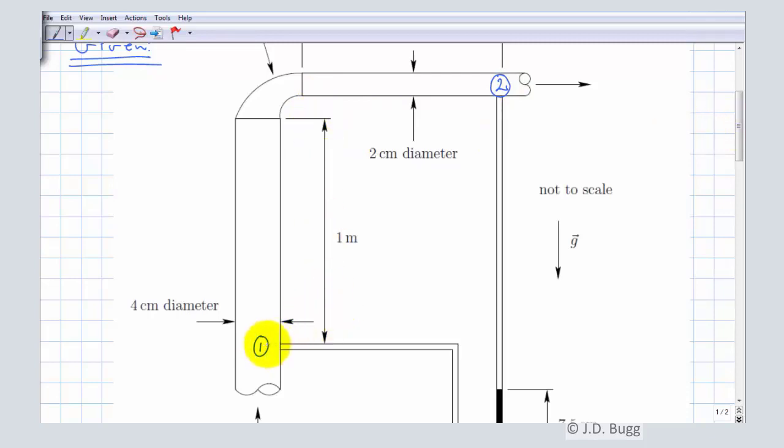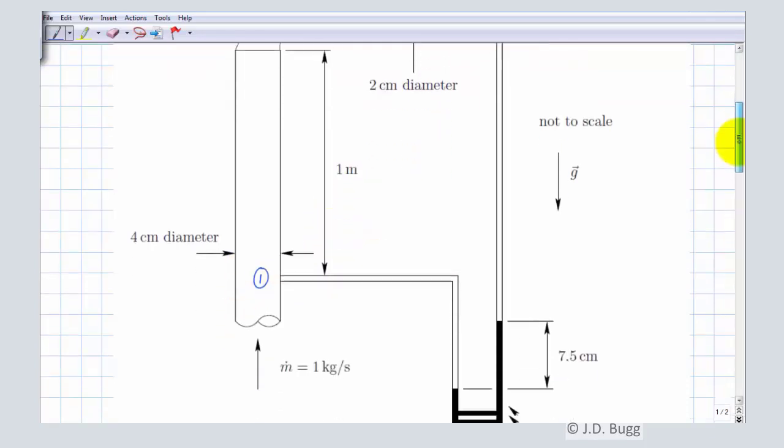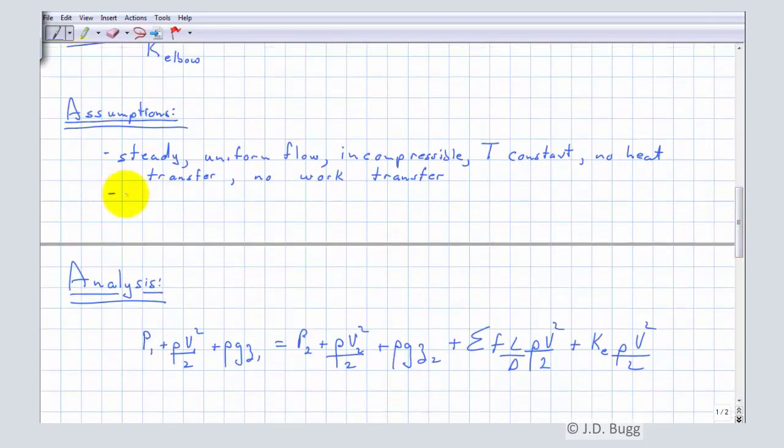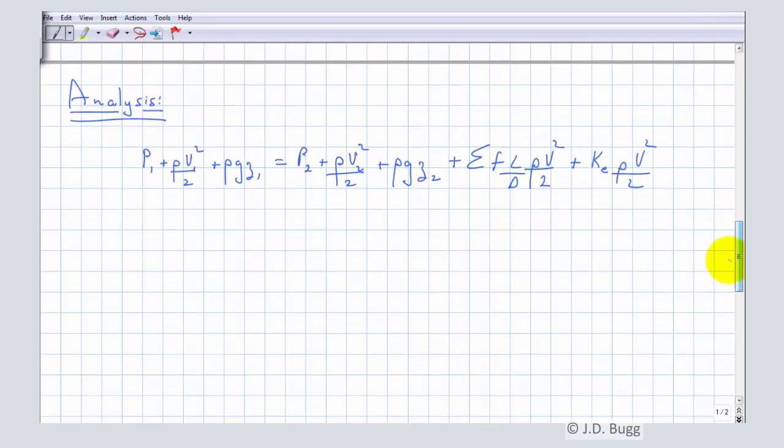So the way that I'll write that is the elevation change between point 1 and point 2 is just the 1 meter. So we'll put that in our assumption list here too. So negligible elevation change in the elbow. And that means that Z2 minus Z1 is 1 meter when we get to that point.